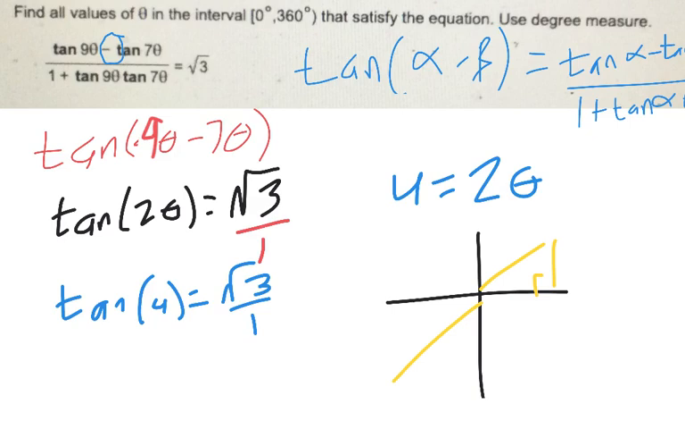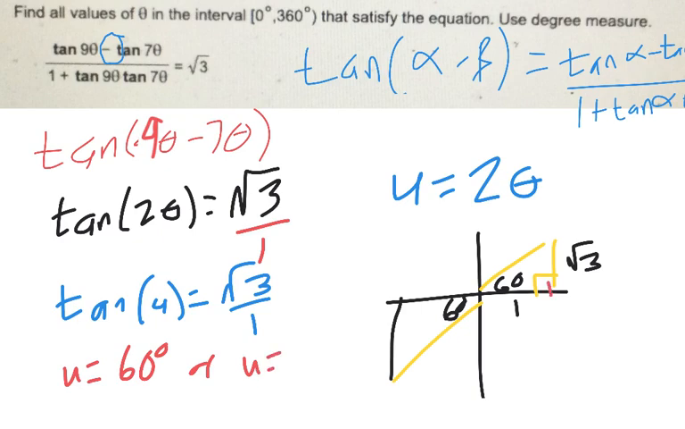Since tangent is the opposite over the adjacent, I'm looking for the triangle whose opposite side is radical 3 and the adjacent side is 1. That would be a 60-degree reference angle in both the first and the third quadrant, which means that u is either 60 degrees or, if I rotate 180 plus another 60, u is equal to 240 degrees.